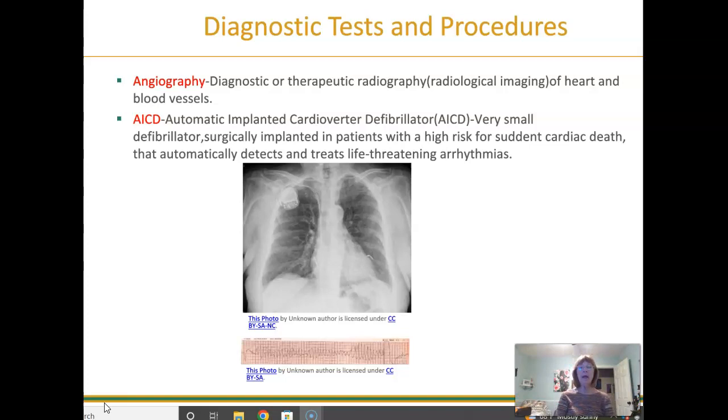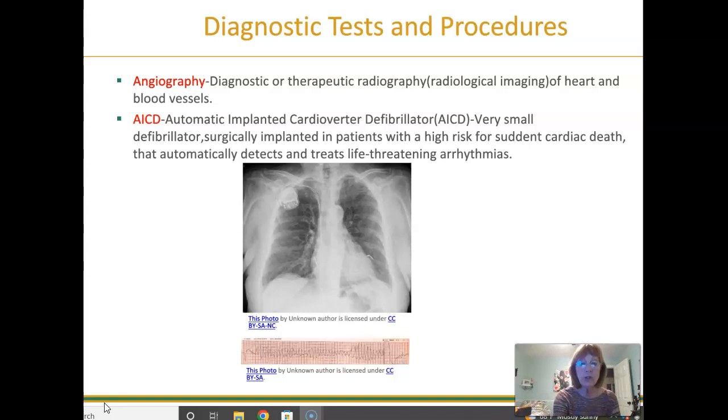AICD, that's the automatic implanted cardioverter defibrillator. And I've got a picture of it. See it in the man's chest, in the right upper chest. You can see what they do, they make a little incision just below the clavicle and make a little pocket and put it in there. And they put the leads. The leads come down out of this. They're wire leads, and they come out and they go into the heart. And they float it into the heart.